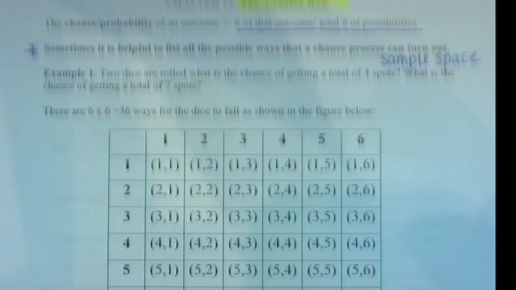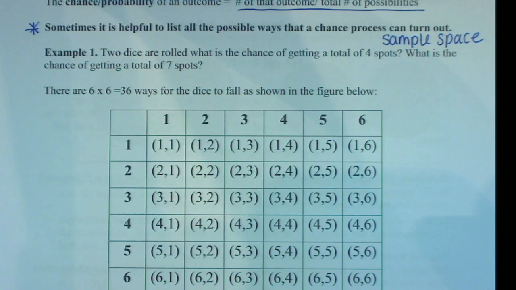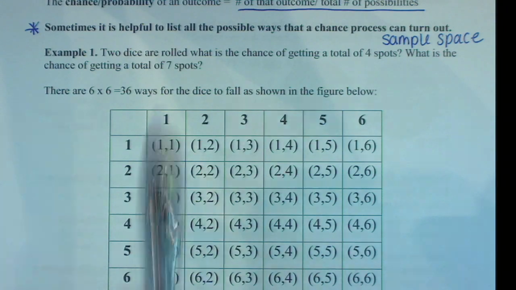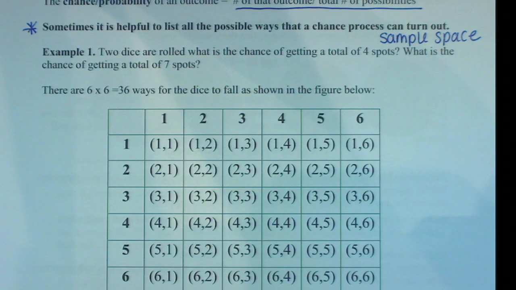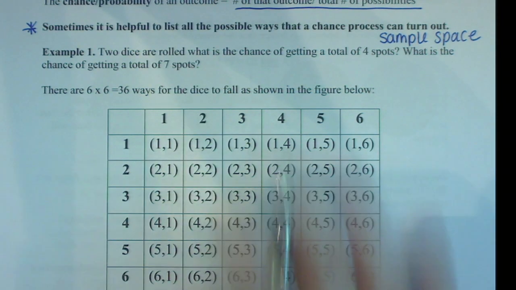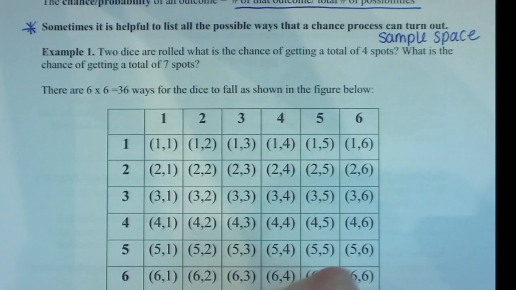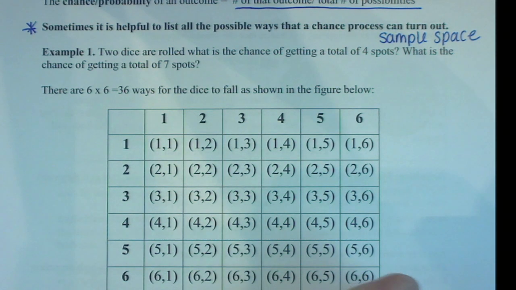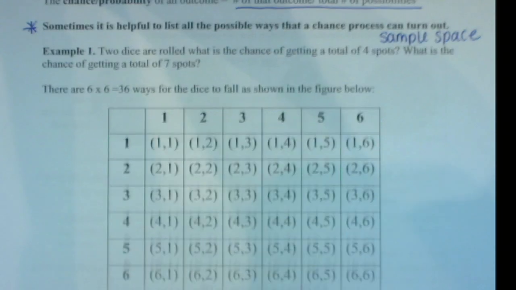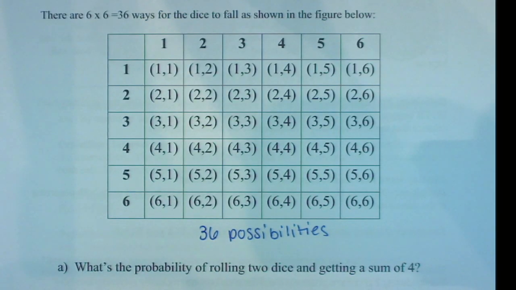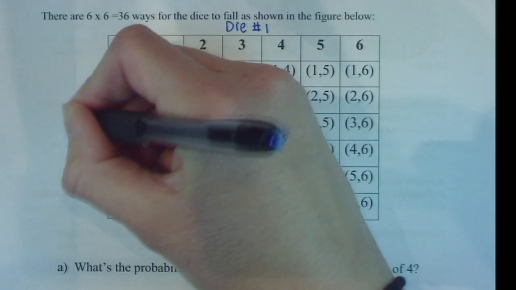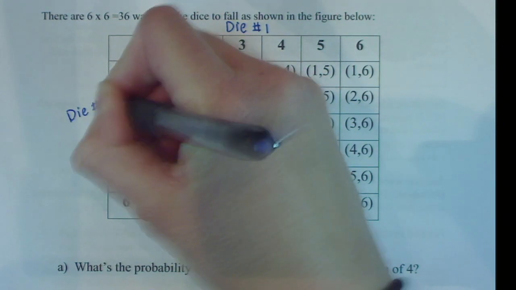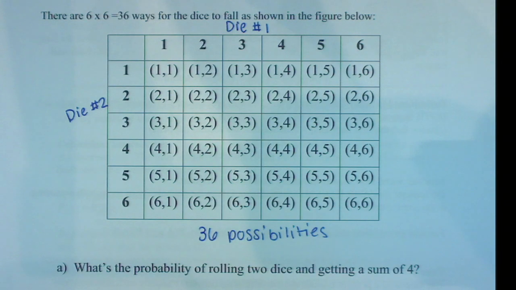So we can list out the sample space for really any event. Some might be more complicated than others, but like this, it says 2 dice are rolled. What's the chance of getting a total of 4 spots? What's the chance of getting a total of 7 spots? Well, basically I could list, there's 36 possibilities when you roll 2 dice, right? Because there's 6 sides on each die. There we go. 36 possibilities. So here's die number 1. Here's die number 2. And then here are all the 36 possible combinations of numbers that I could get when I roll 2 dice.